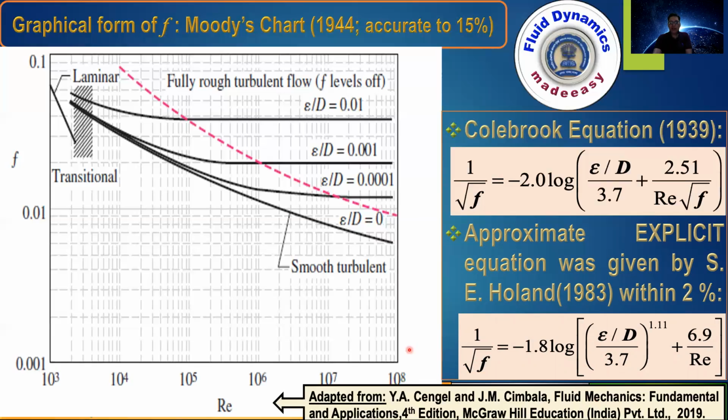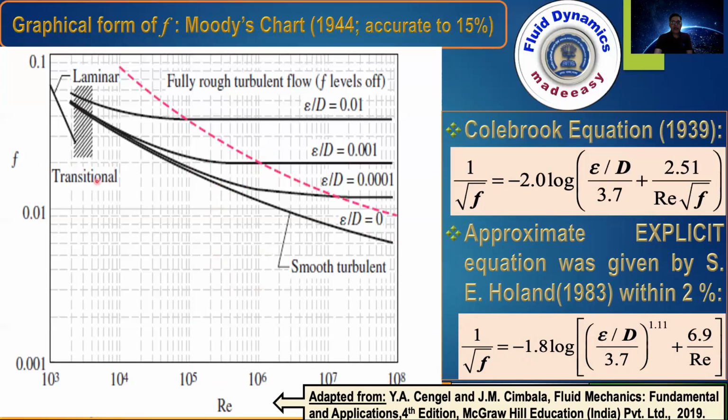However, more commonly, people use this graphical form of f, which is called Moody's chart, to calculate the friction factor for a turbulent flow, depending on the roughness. So once you know the Reynolds number and roughness value, you can use this chart to read the value of the friction factor.